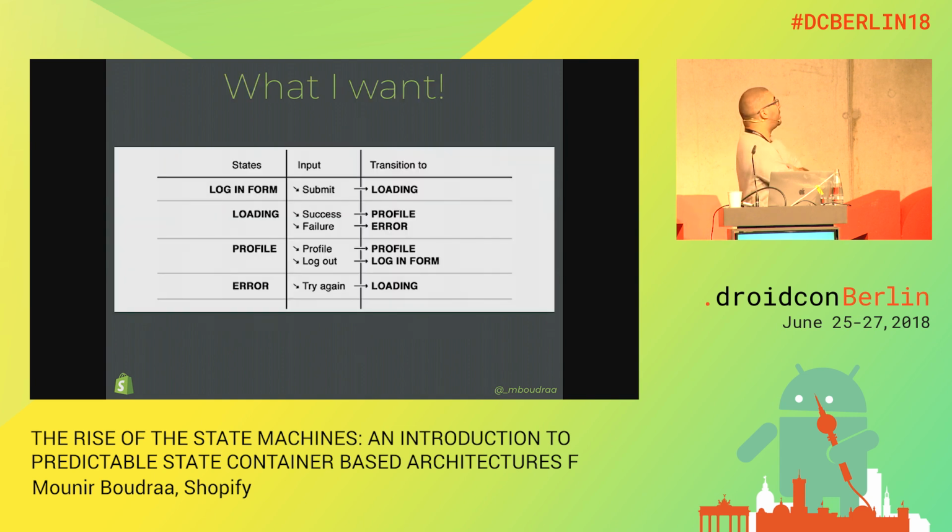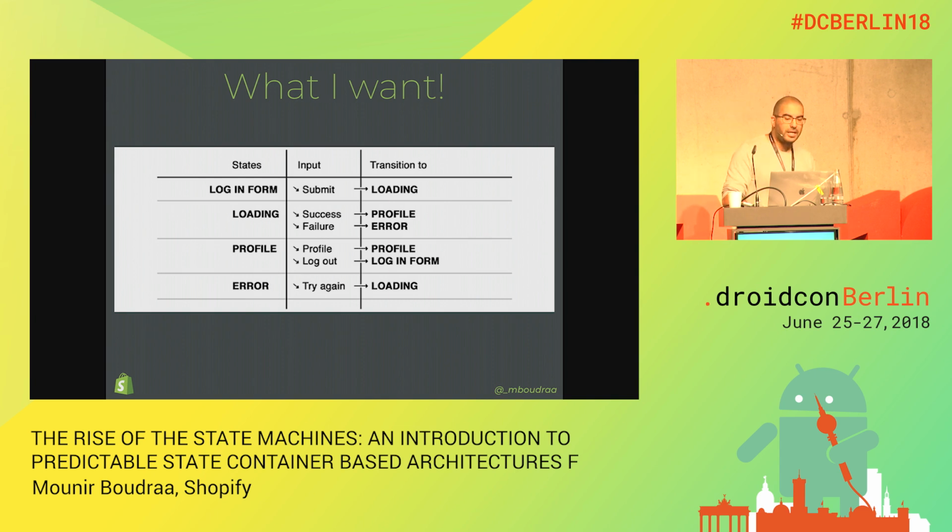What I want in the end is this. I want the code version of this table. So I want to be able to read the code and say, OK, when I'm in the login form state, when I submit the thing, I want to go to loading. When I'm in loading and I have a success, I want to go to the profile page. Or if there's a failure, I want to see an error. When I see this table, it is extremely straightforward and understandable to see what you have to do and what the code is doing and what the navigation is. So there must be a way to have the exact same thing, but in the code.